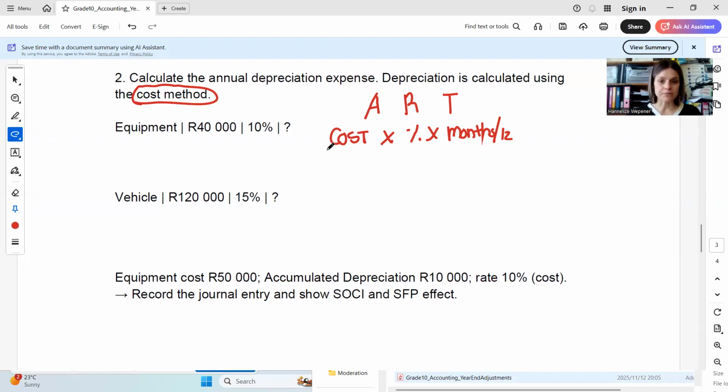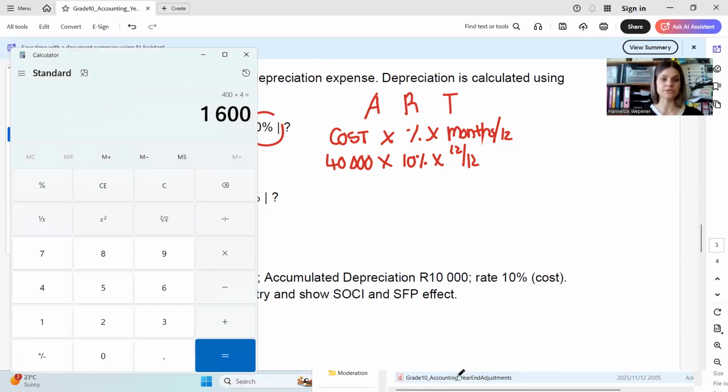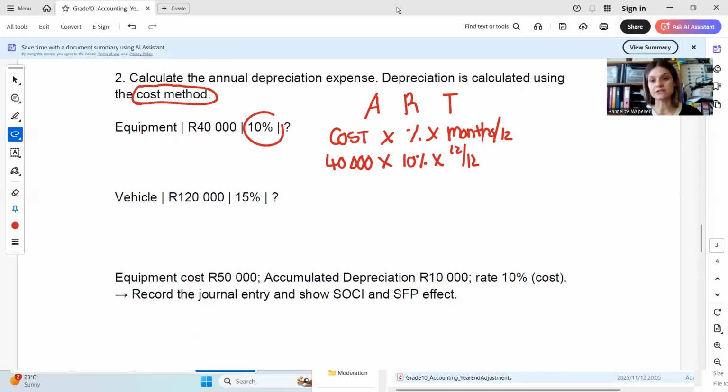So in this case, my equipment had a cost of 40,000 Rand. Depreciation is calculated at 10% per annum. And it didn't say that I only owned this asset for 1 or 2 months. Therefore, I owned it for the full financial year. So we will tell you if it's only partial and not the full year. So 40,000 is my cost times 10% per annum for 12 out of the 12 months. So 4,000 Rand.